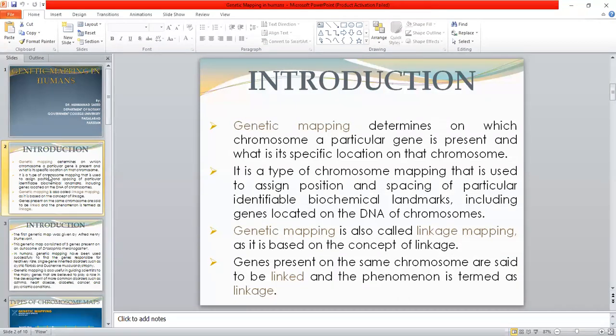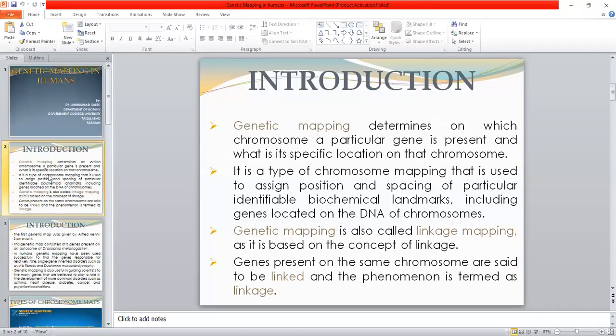Genetic mapping is a chromosome mapping technique that is used to assign position and spacing of particular identifiable biochemical landmarks, including genes located on the DNA of chromosomes. So chromosome mapping can assign the position and spacing of identifiable biochemical landmarks on a chromosome, and in addition, the position of genes located on the DNA of the chromosome can also be determined with the help of chromosome mapping.